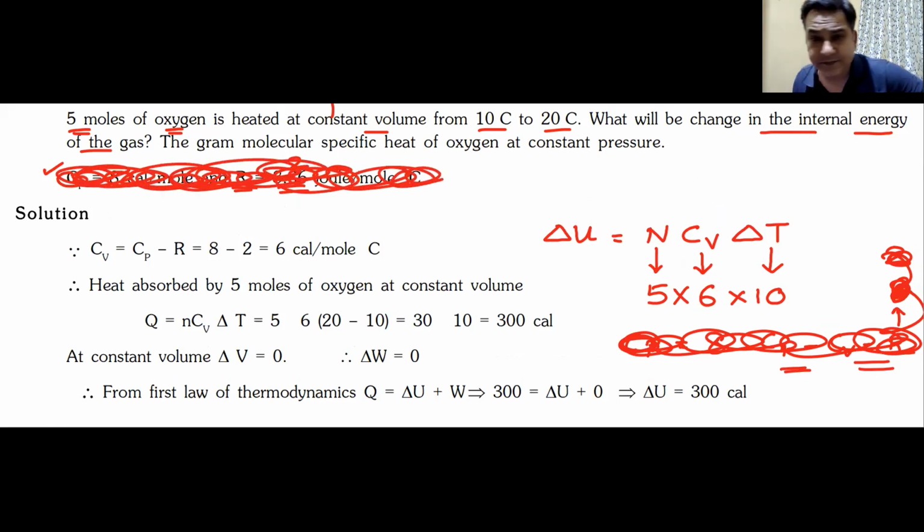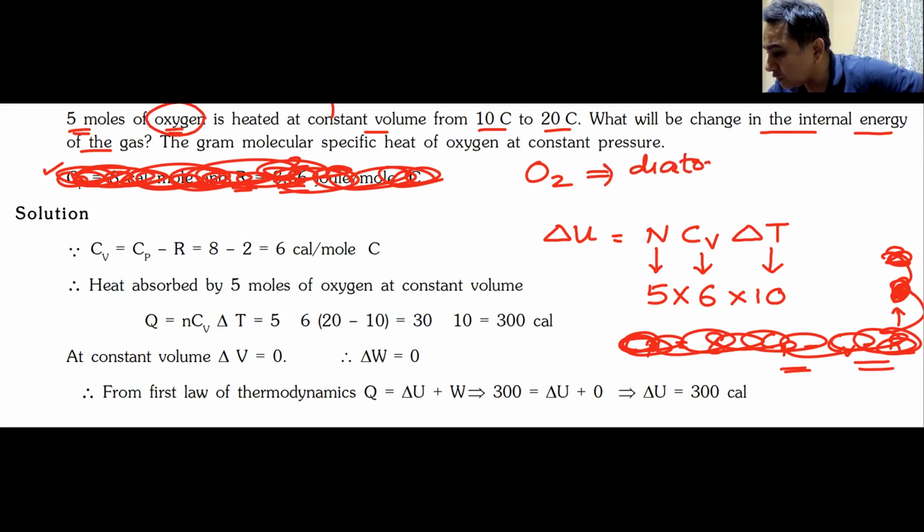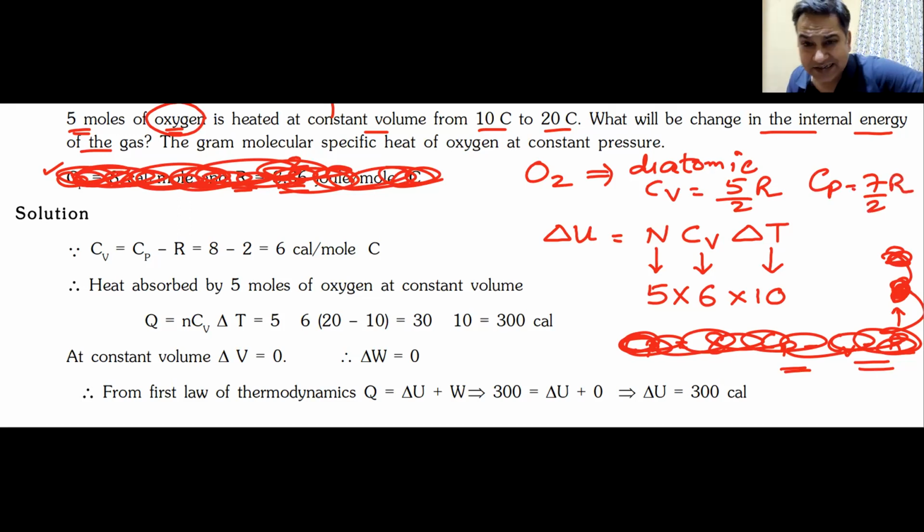Why will they not give you the value of Cp? Because they have already told you that the gas is oxygen, and oxygen O2 is a diatomic gas. Do we understand this? And we have already made a big table where we had found out the value of Cv and Cp for all these gases. Do we remember that table? From that table, the value of Cv for a diatomic gas is 5 by 2 R, and the value of Cp is 7 by 2 R. Do we understand this?